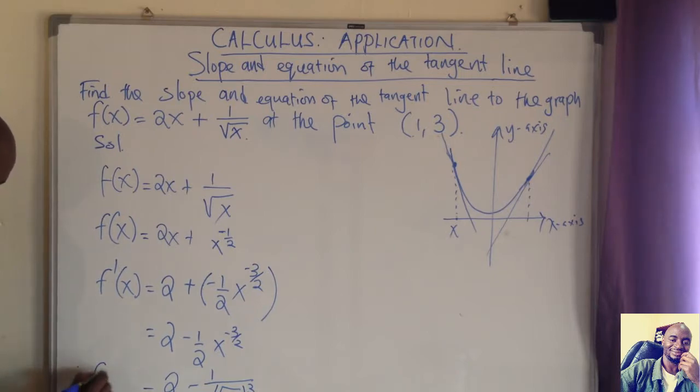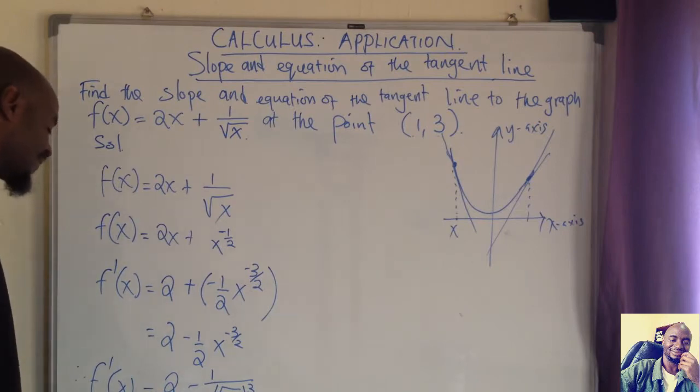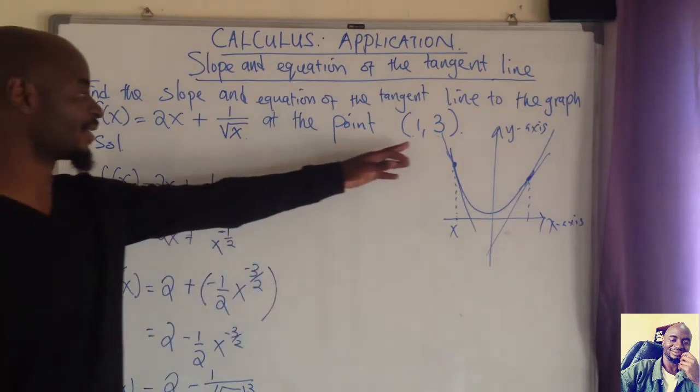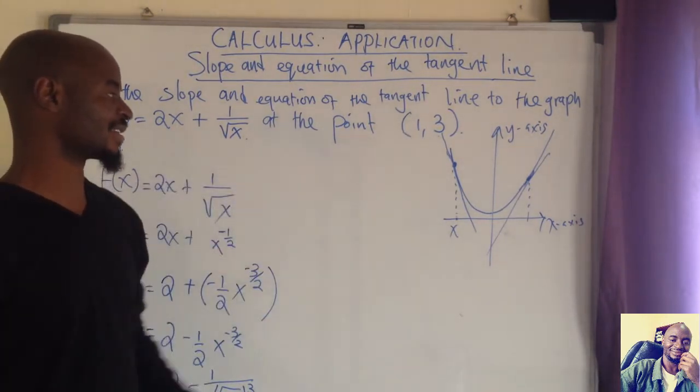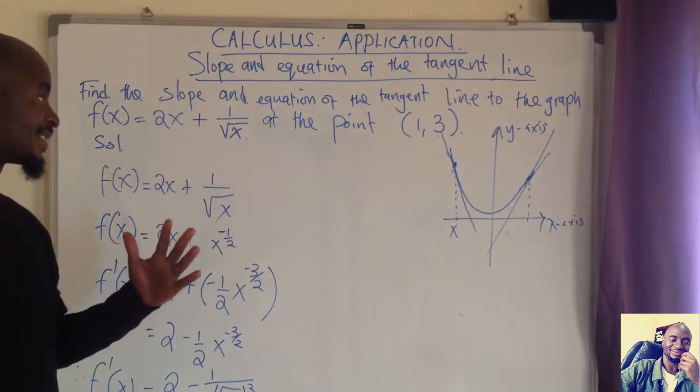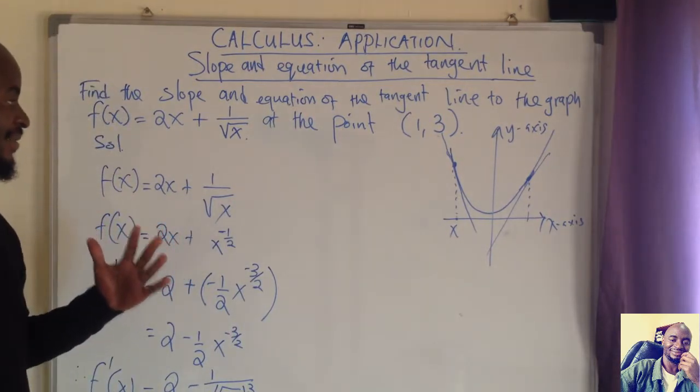This gradient function will help me to predict the gradient at any particular point of x. Now when you look at the coordinates that we are given, these coordinates are named in terms of x and y value.